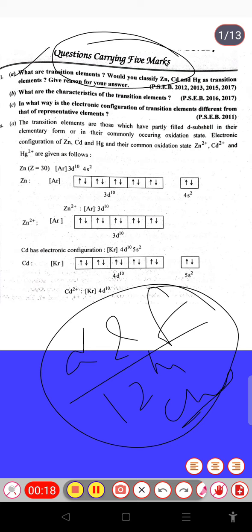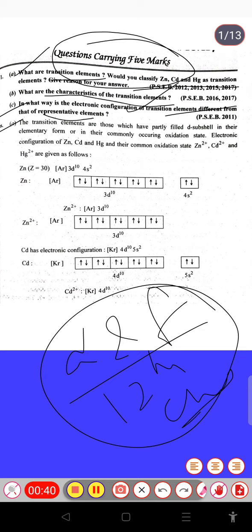So start with the first question: what is a transition element, and would you classify zinc, cadmium and mercury as transition elements? Give a reason. Second question: what are the characteristics of transition elements? And the third question: in what way does the electronic configuration of transition elements differ from the representative elements? So let's start with the first question's answer.